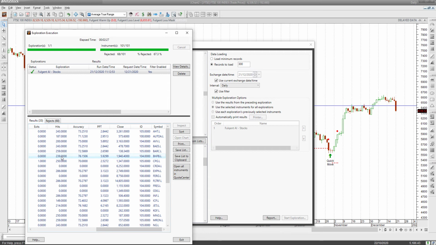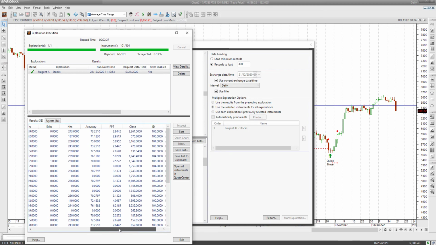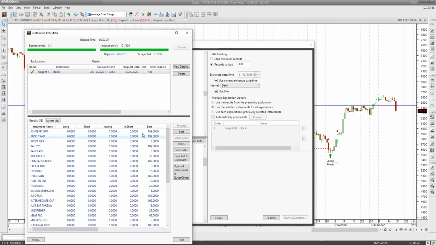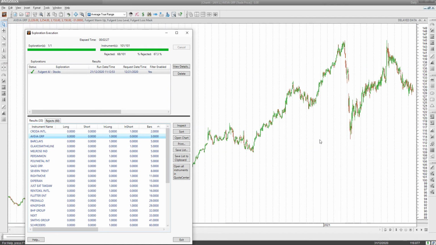There were 239 cases in the testing period where this signal came about, and the accuracy is 76% with 6% average profit per trade. So it's very interesting to see how the AI has generated these. Now if we're going to look for the most recent one, we just sort the bars from most recent. So Aviva Group is in a long 3 days into the trade. Let's go and have a look at that one.